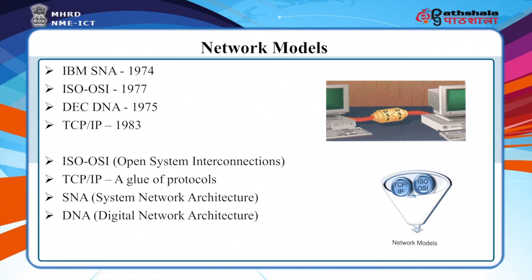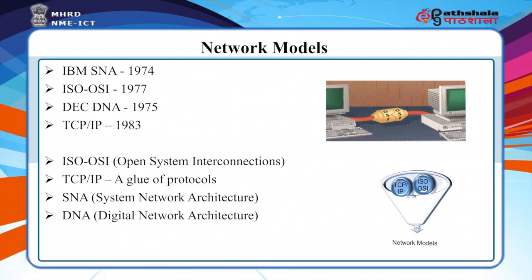And in 1977, the most popular model, the 7-layer model, was introduced in the network. That is called the ISO OSI model. ISO stands for International Standards Organization, and OSI stands for Open System Interconnection. This is one of the very popular standardized models, and it has even come out as an open model in the network.